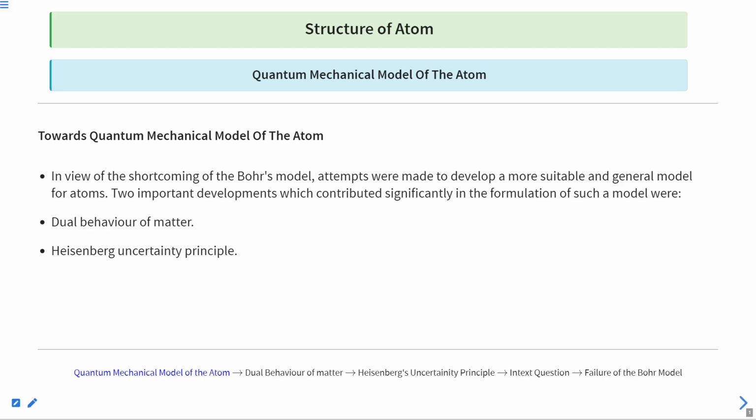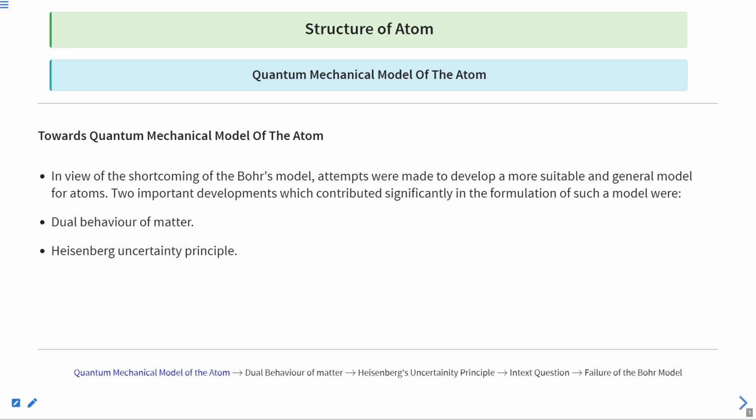We developed a new mechanics that is totally different from the mechanics that we know. Some of the classical mechanics phenomena are of course there, but still it is very new. That was called quantum mechanics. First of all, it was based upon two principal theories. First was the dual behavior of matter, that matter will behave both as a particle and a wave.